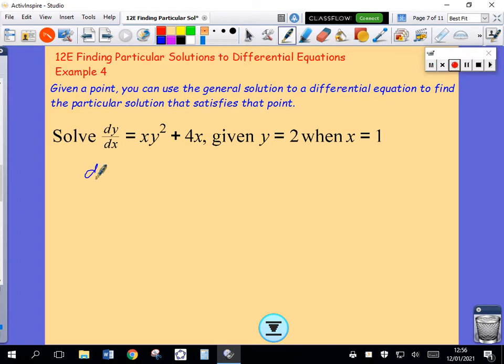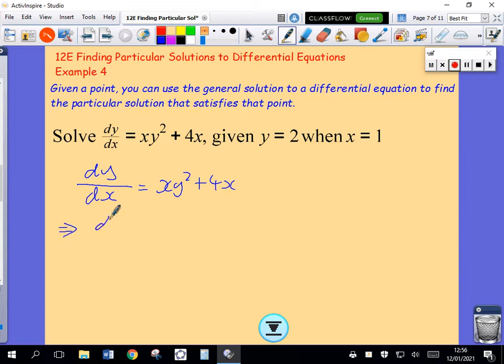And again, our first step is to find a general solution. dy dx equals xy squared plus 4x. So our first step is to separate, which is challenging here. I'm separating using the division or the multiplication properties. I can't just subtract that 4x from both sides, for example. I want to look for something I can divide. It's a bit of a problem, but what I'm going to do is factor on the right hand side.